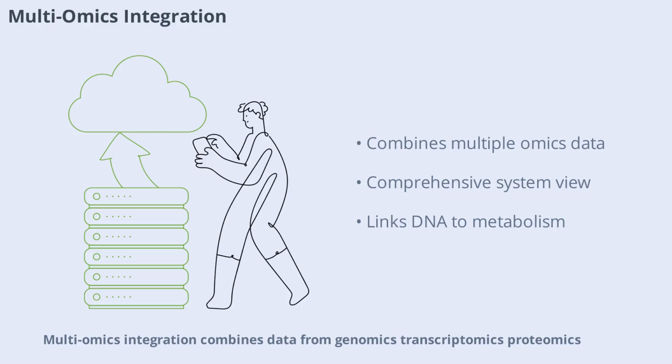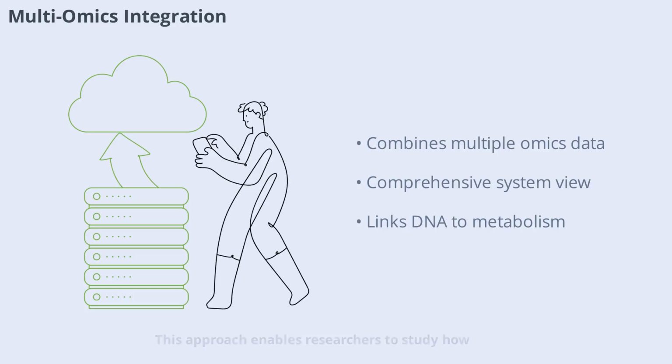Multiomics integration combines data from genomics, transcriptomics, proteomics, and metabolomics to provide a comprehensive view of biological systems. This approach enables researchers to study how changes at the DNA level affect gene expression, protein function, and metabolic pathways, leading to deeper insights into health and disease.